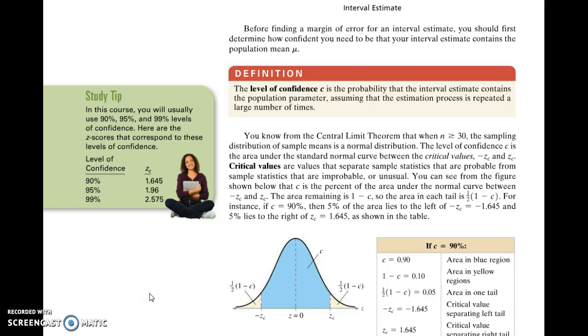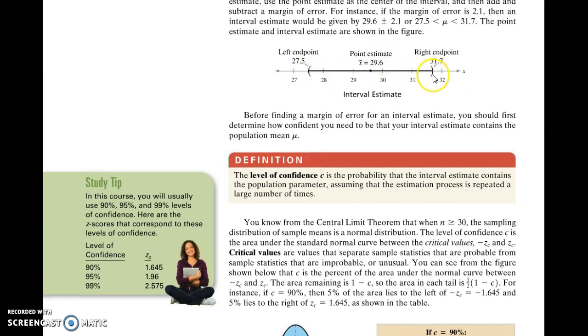Every time we build a confidence interval, we're going to associate it with a level of confidence. And so I'll just pick one here. Let's say we have a 90% level of confidence. What that means is that if we use our methods here of getting our sample and building our confidence interval, we know that 90 out of 100 times, 90% of the time, the interval that we build is going to contain the true population mean.